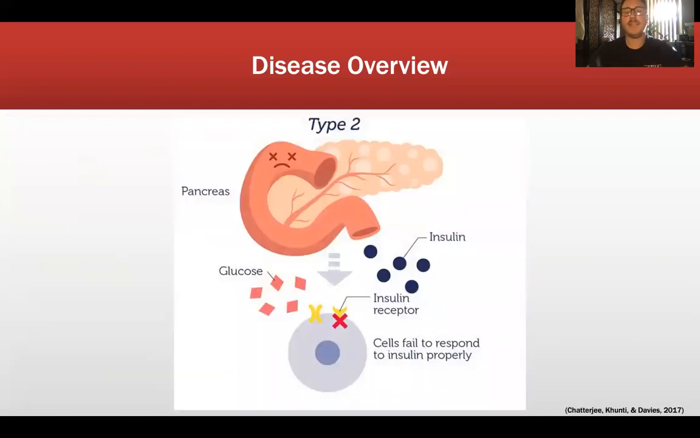So type 2 diabetes was formerly called non-insulin dependent or adult onset. It results from the body's ineffective use of insulin. The majority of people with diabetes have type 2. This type of diabetes is largely the result of excess weight and physical inactivity.